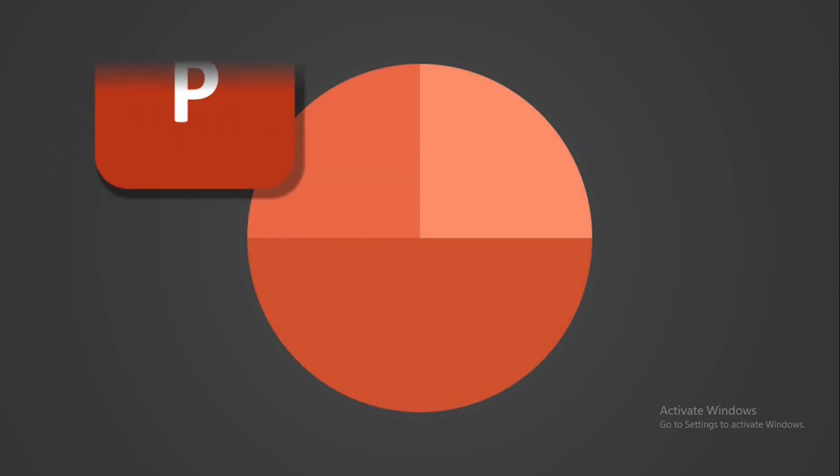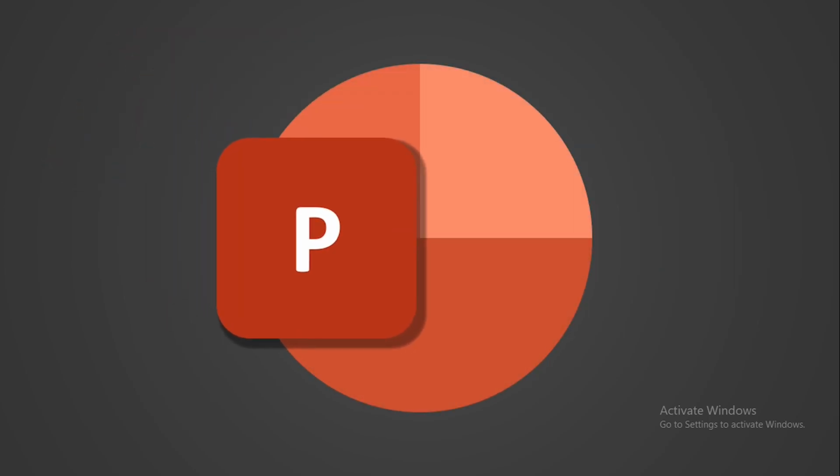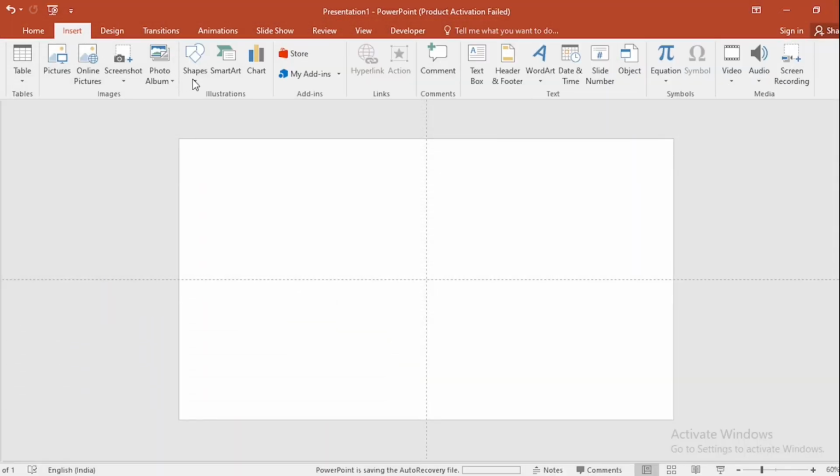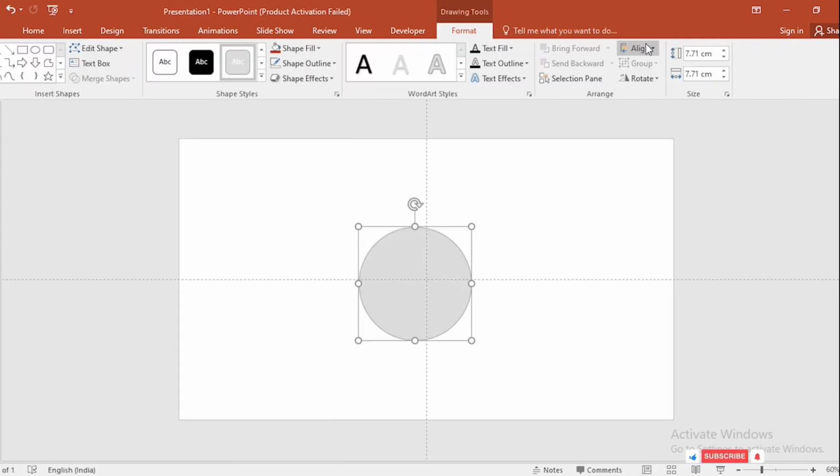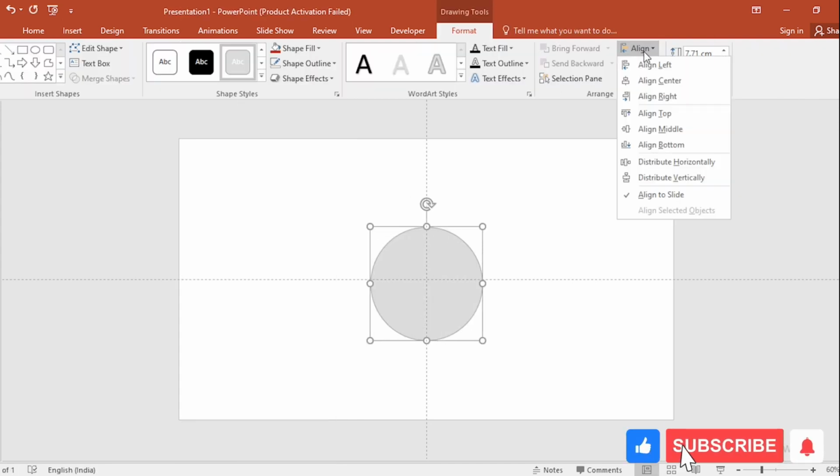In this video, we will show you how to make an animated logo in PowerPoint. So let's start the video. Go to Insert, click on Shape, select Circle, drag it like this. Then align center and align middle.